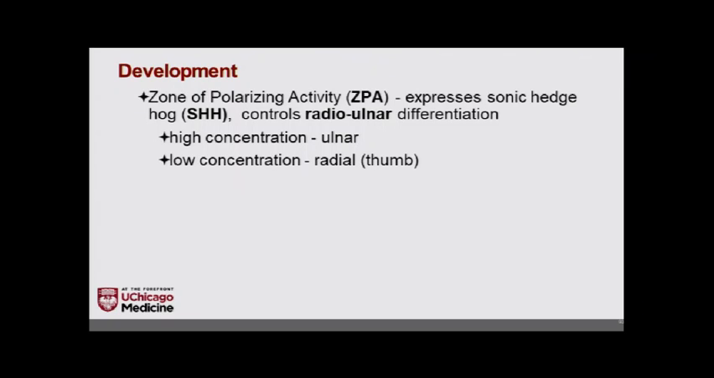They also like to ask about the different parts of the limb bud which control your hand formation. The zone of polarizing activity, the ZPA, controls radial-ulnar differentiation, so thumb to small finger. And it expresses sonic hedgehog. I don't know that they'll ask you about the concentration, but it is more on the ulnar aspect of the limb bud. The sonic hedgehog gets released there and diffuses to the other part of the limb bud. High concentration of sonic hedgehog gives you more ulnar portions of the hand, and lower concentration gives you more radial. So low concentration of sonic hedgehog is the thumb.